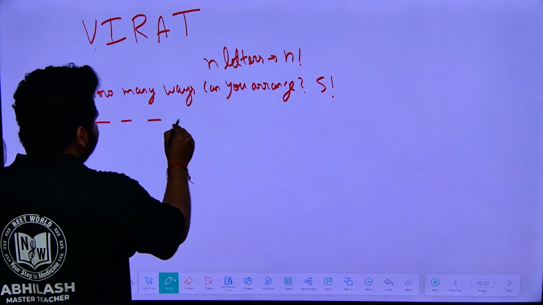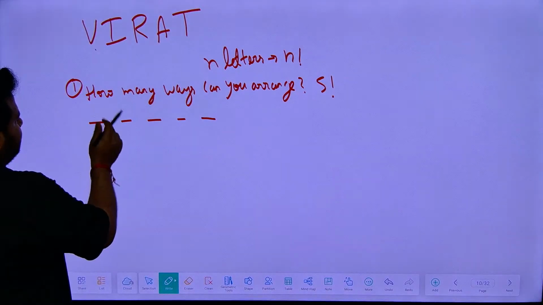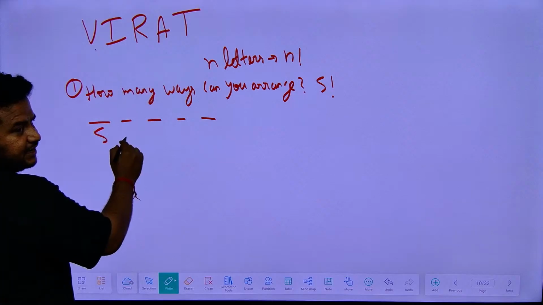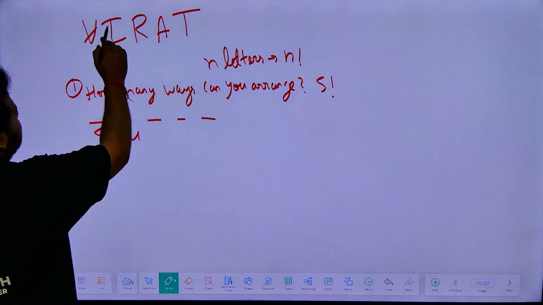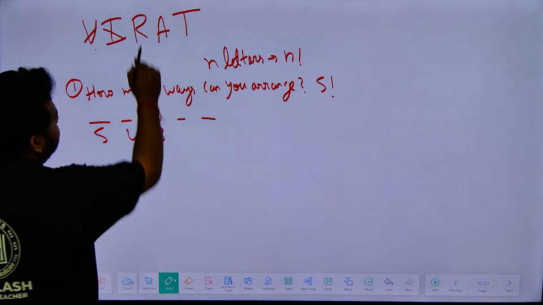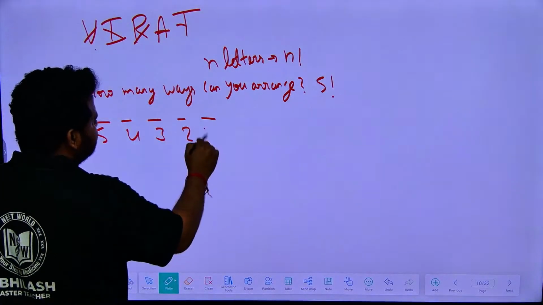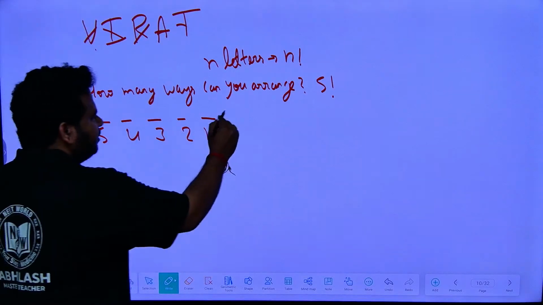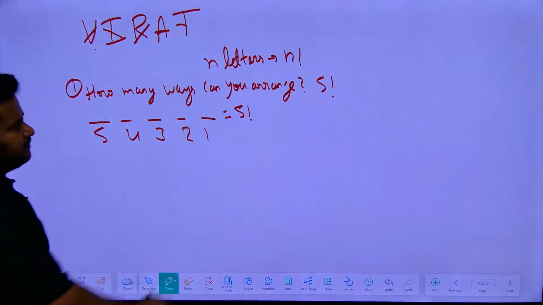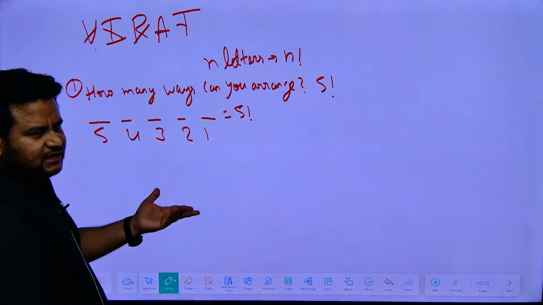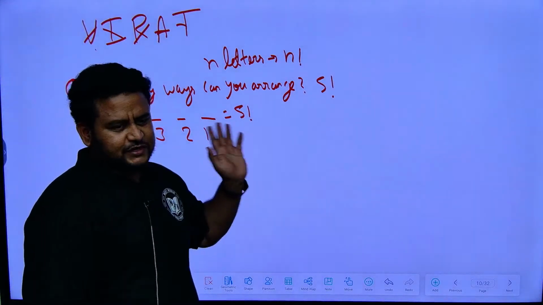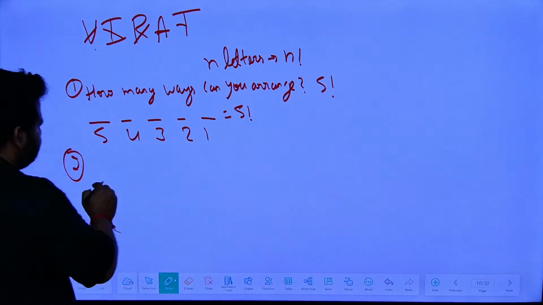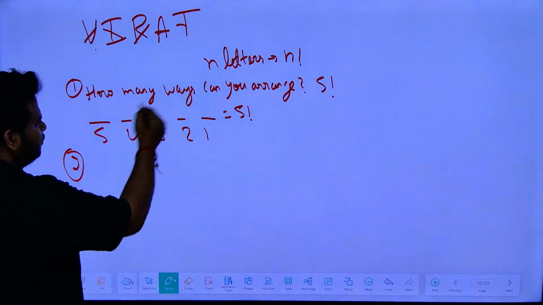5 letters are there. Here any of the 5 can come. Remaining, any of the 4 can come. Suppose V is selected, I is selected. Here any of the 3 can come, here any of the 2, here one can come. 5, 4, 3, 2, 1. That is nothing but 5 factorial, which is 120. You will get 120. I want you to know this is nothing but 5 factorial.